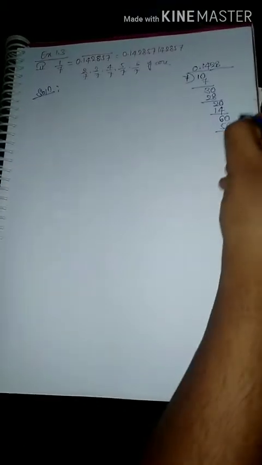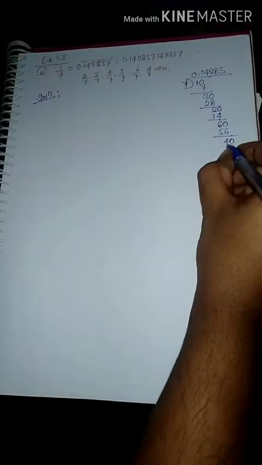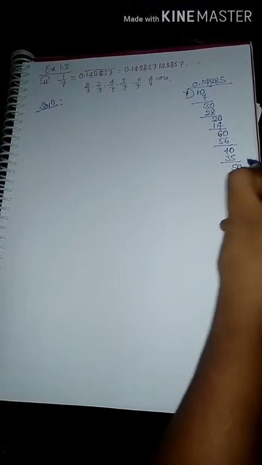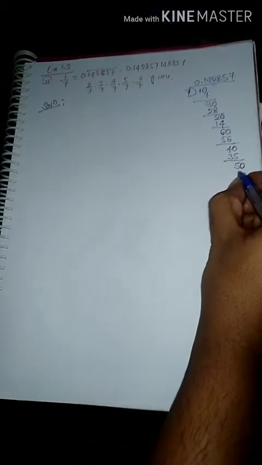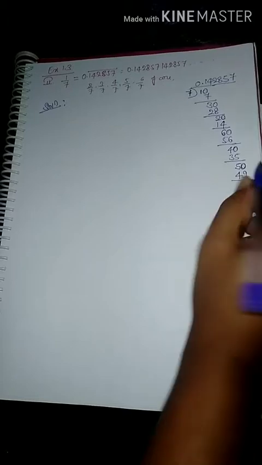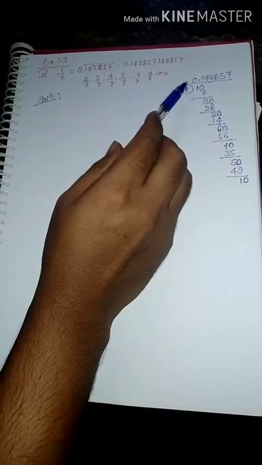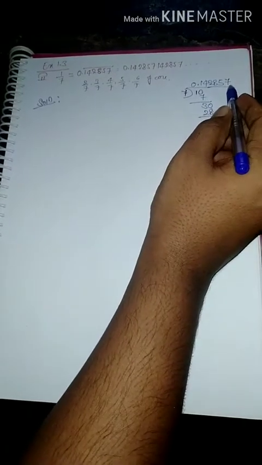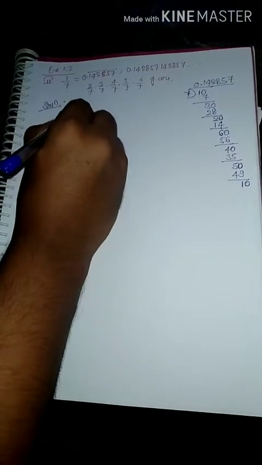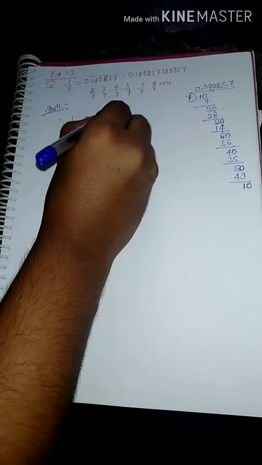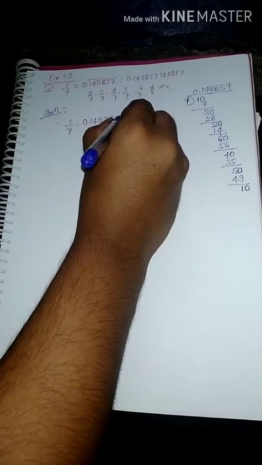60 minus 56 is 4. 40. 7 fives are 35. Again 5 is remainder, it becomes 50. 7 sevens are 49. Again 1 is remainder, it becomes 10. See here, the initial step is also 1 divided by 7. So here also 1 divided by 7. So the same digits repeat again and again. Therefore 1 by 7 is equal to 0.142857.